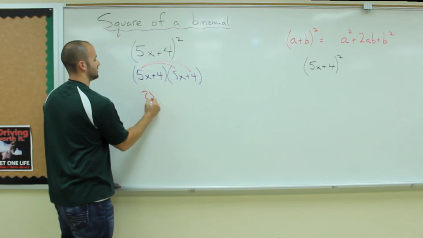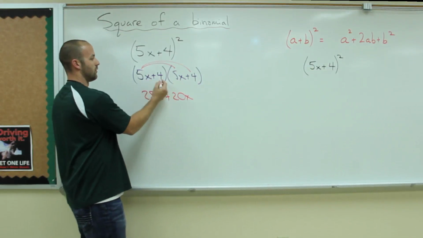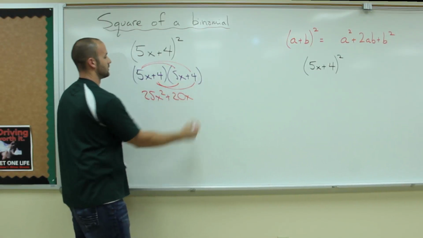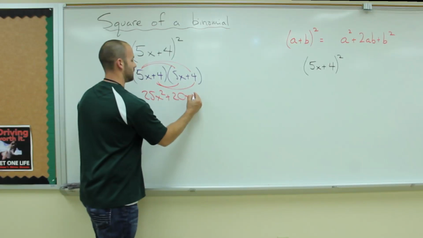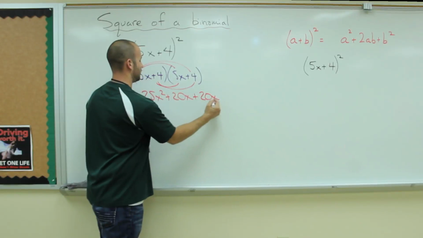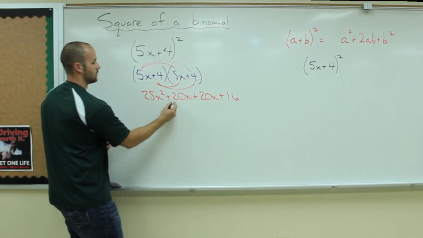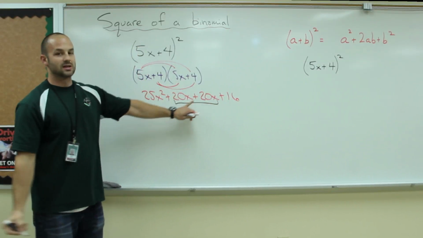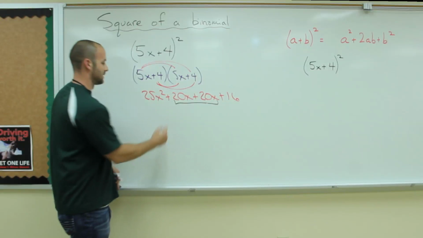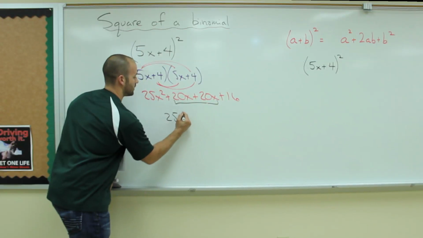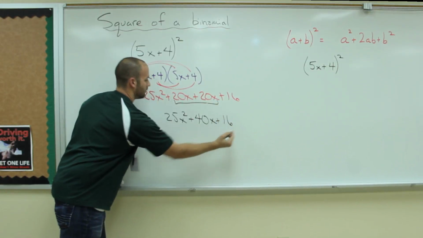So that's going to give us 25x to the second plus 20x. We'll move on to the second term and distribute the second term in the first binomial into every single term in the second binomial. And we get 20x plus 16. Now when you look at your like terms, you'll recognize we have the same number twice. So 20x and 20x, we add that together and that gives us our answer of 25x to the second plus 40x plus 16.